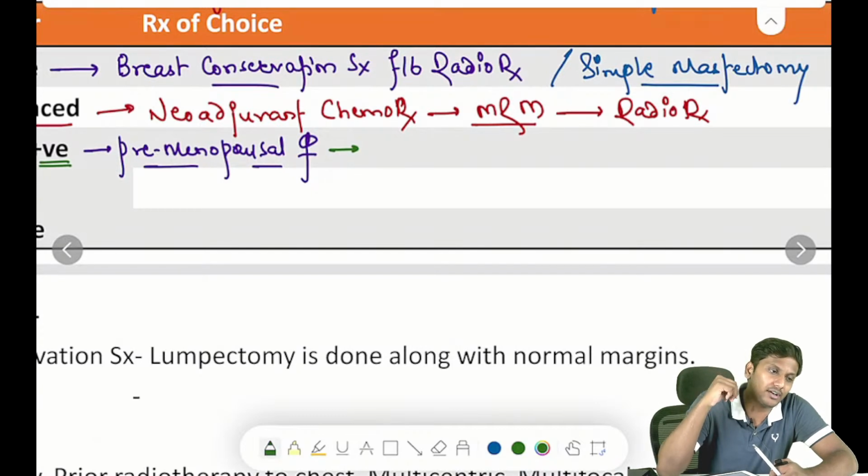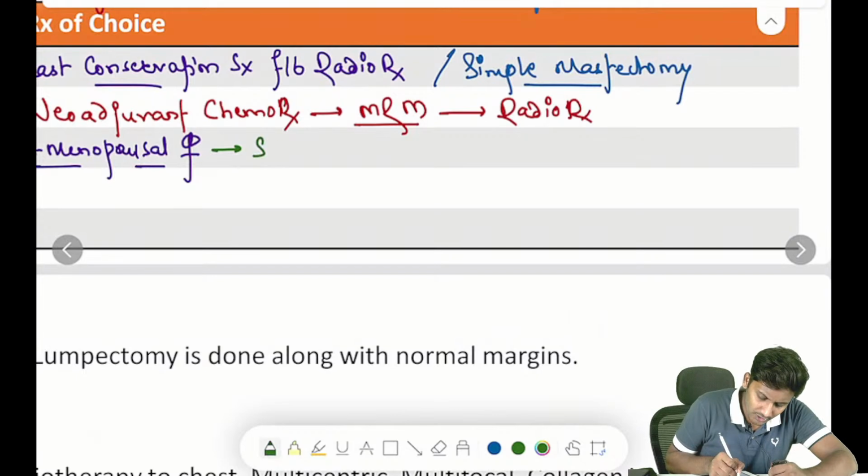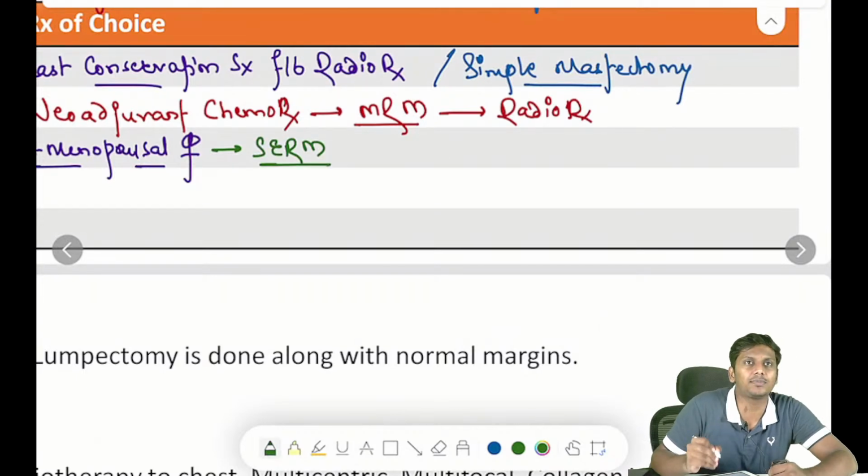Okay, what are these drugs called? These drugs are called SERMs. What is a SERM? Selective estrogen receptor modulator. We are not calling them agonist or antagonist because they have different actions at different organs. Therefore, here we are going to give SERMs to the patient, that is, selective estrogen receptor modulators.